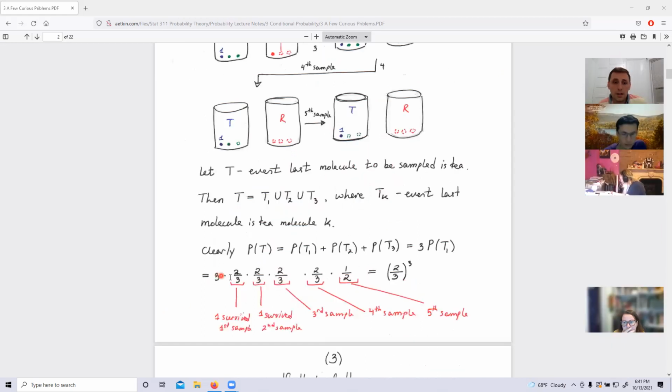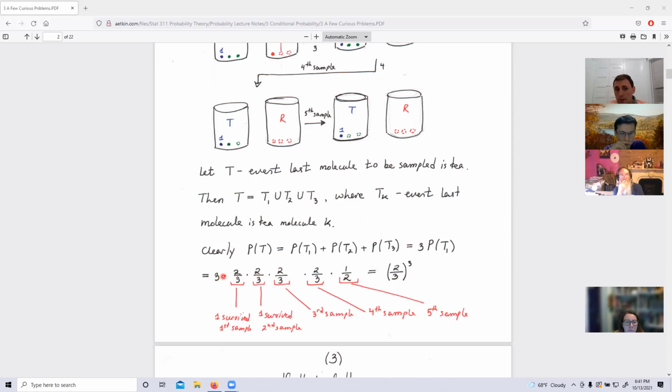Here it is: 3 times 2/3, 2/3, 2/3. That's the first sampling. They survived the second sampling, the third sampling, then the fourth sampling. When they survived the first 3 samplings, that's when there was still replacement. Now here, the fourth sample is when no replacement is coming anymore. So when 1 molecule is removed, there are now 2 molecules, and its likelihood to survive again is 1/2.